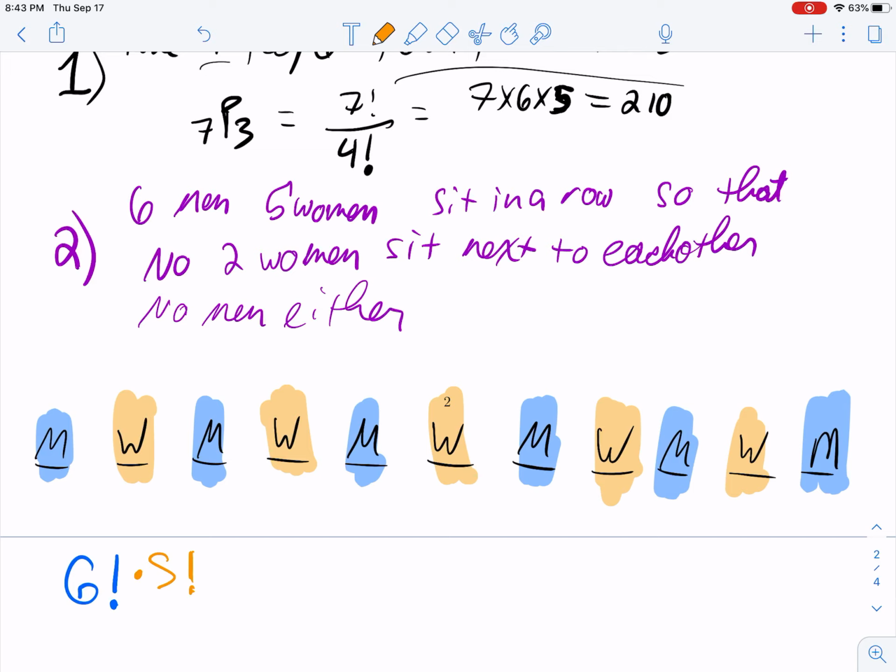So for your async work, you're going to do any problem in the note sheet that we didn't do and turn it into me by 7. Good luck.